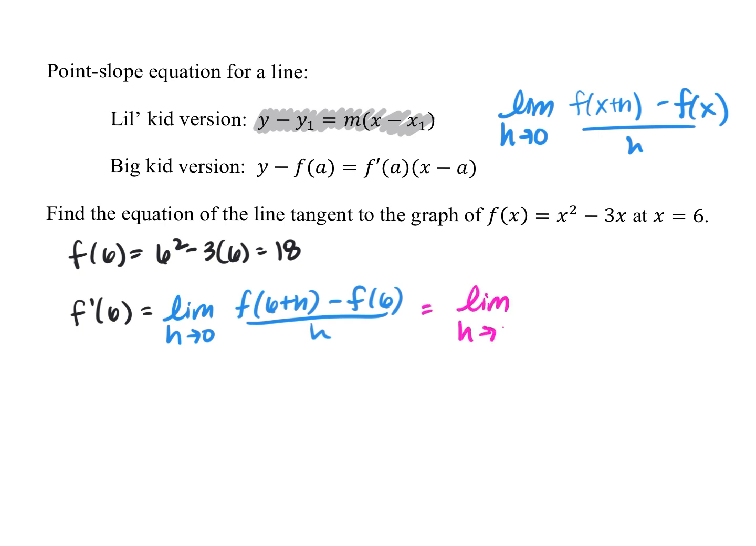Now, let's get some gummy bears, people. Who can help me just plug this in? Where is my 6 plus h going? How would I write that? Go ahead, Dicey. Into the square. You tell me what I'm writing down. f of... 6 plus h squared. Beautiful. Minus 3 times 6 plus h all over h.